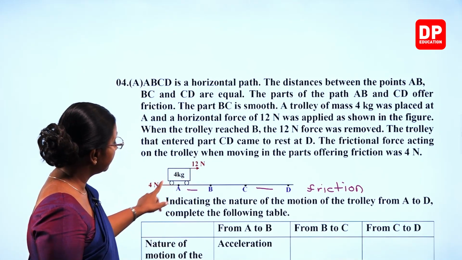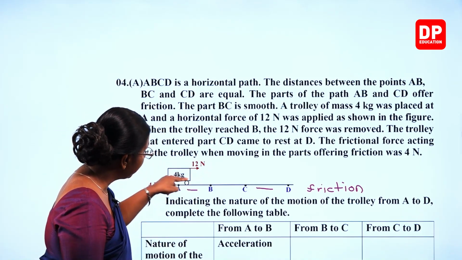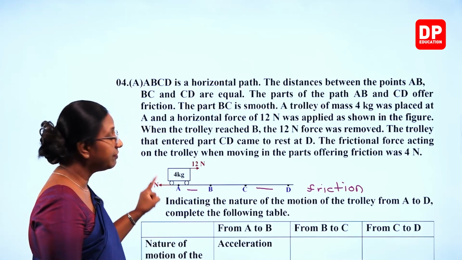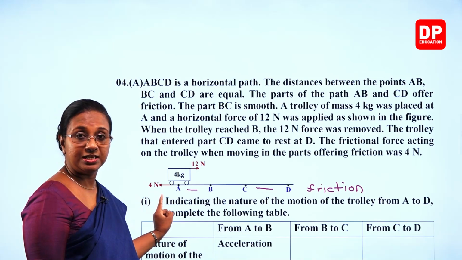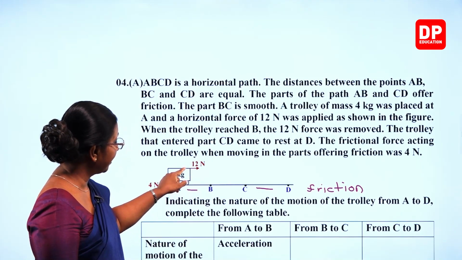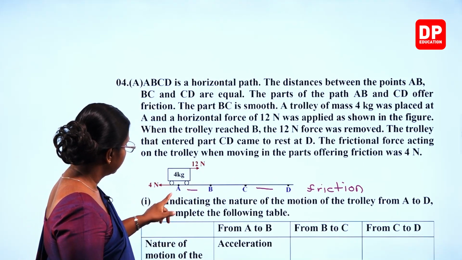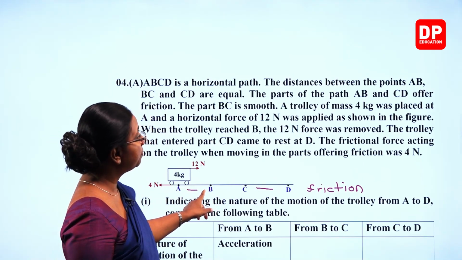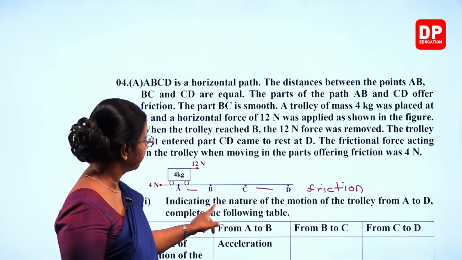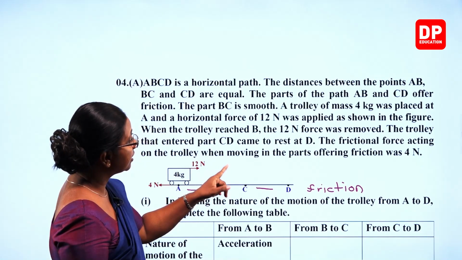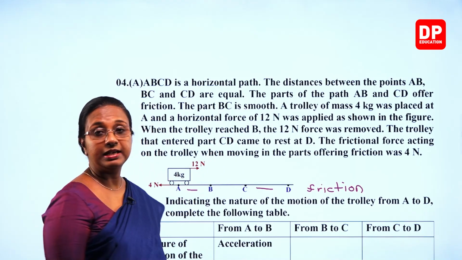The resultant or the unbalanced force will be the difference between the applied force 12 Newton and the frictional force 4 Newton, because they are acting in opposite directions. Here this is 12 Newton, the higher force, so the trolley will move in this direction. It moves from A to B. Then once it comes to B, the force is removed. Then you can see the trolley that entered part CD came to rest at D.